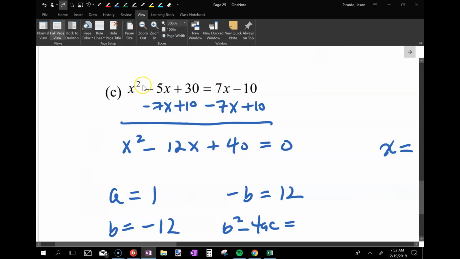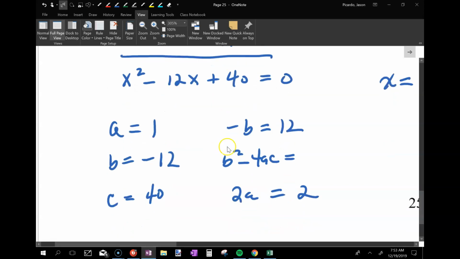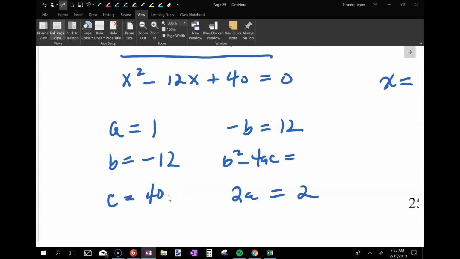So I got to subtract the 7x. Negative 5 minus 7 is negative 12x. And then I got to add the 10, which gives me 40. So your A is 1, your B is negative 12, your C is 40. As long as you get to that point, you should already know if you did it right or wrong. So how do you know?